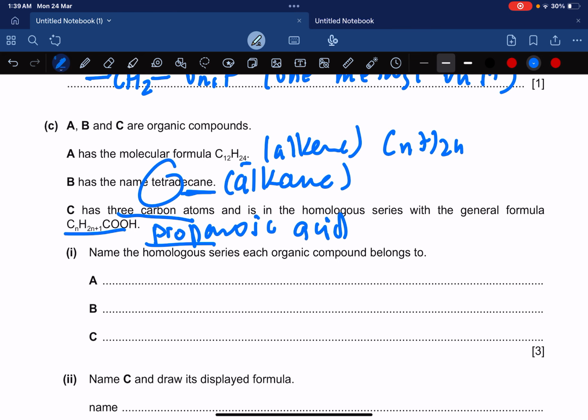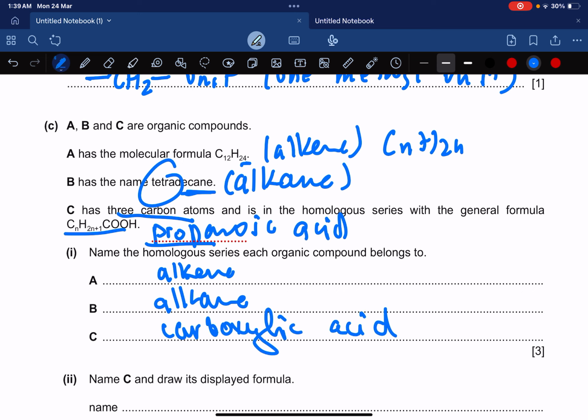Okay? Name the homologous series each compound belongs to. A belongs to an alkene. B belongs to an alkane. I just figured it out right now. And C belongs to carboxylic acid. Okay? Everything is important. You cannot write simply carboxylic. You got to write the acid part as well.